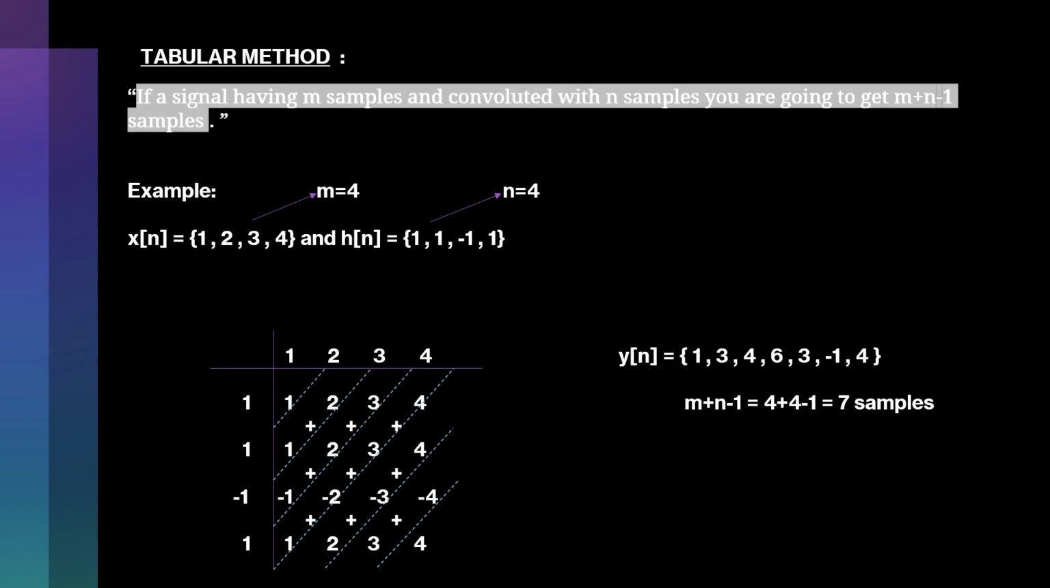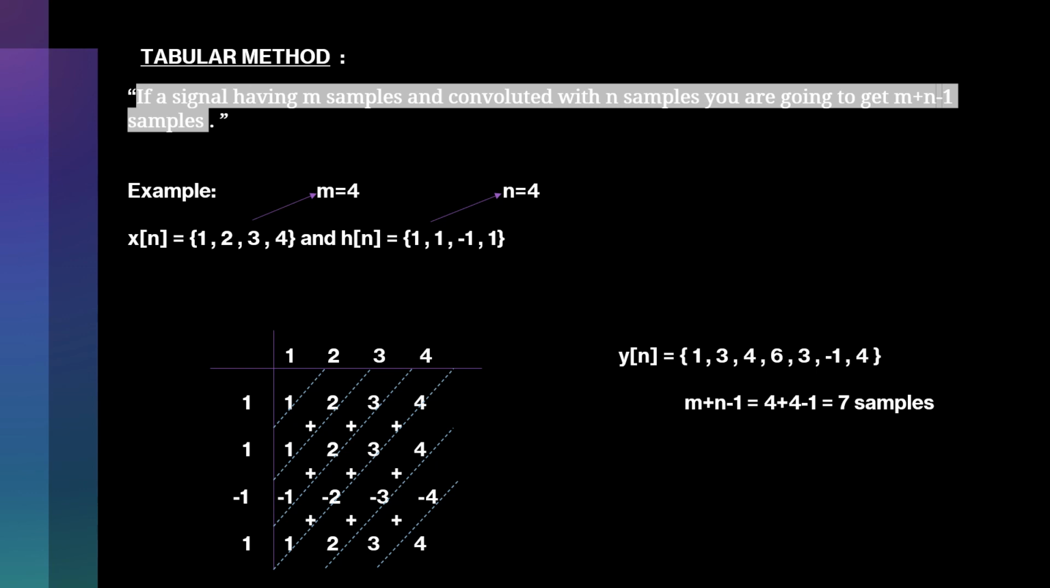Now we will see how to perform discrete time convolution using a simpler method known as the tabular method. The statement is, if a signal having m samples is convolved with one having n samples, you get m plus n minus 1 samples. In the given example, we have two discrete time signals, x of n equals 1, 2, 3 and 4, and h of n equals 1, 1, minus 1 and 1. Here we have 4 samples convolved with 4 samples, so we get 4 plus 4 minus 1, that is 7 samples at the end of convolution.